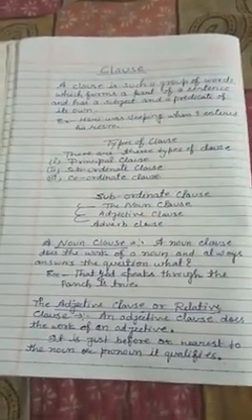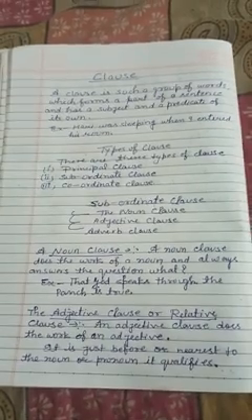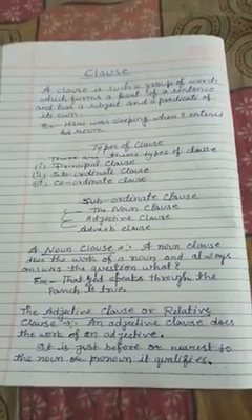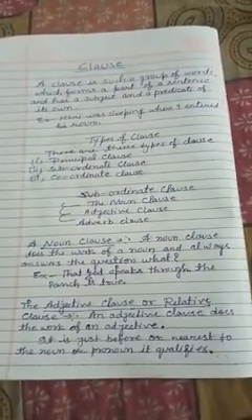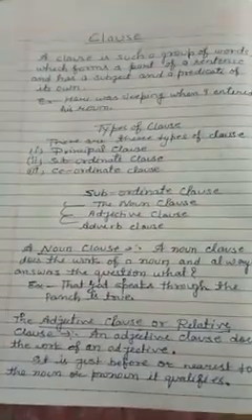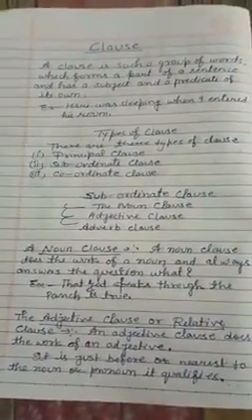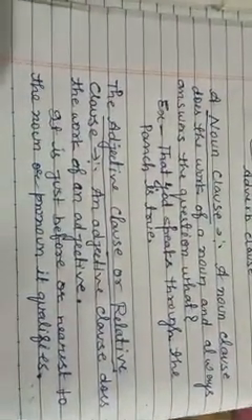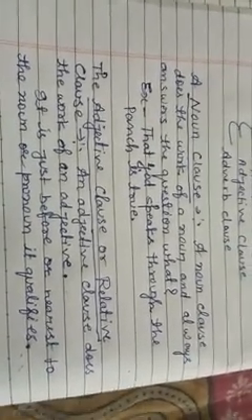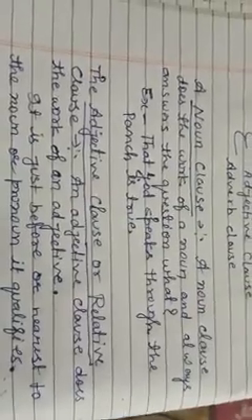Okay. The next is the adjective clause or relative clause. Let's read this. An adjective clause does the work of an adjective. It is placed just before or nearest to the noun or pronoun it qualifies. It is just near to the noun or pronoun it qualifies.